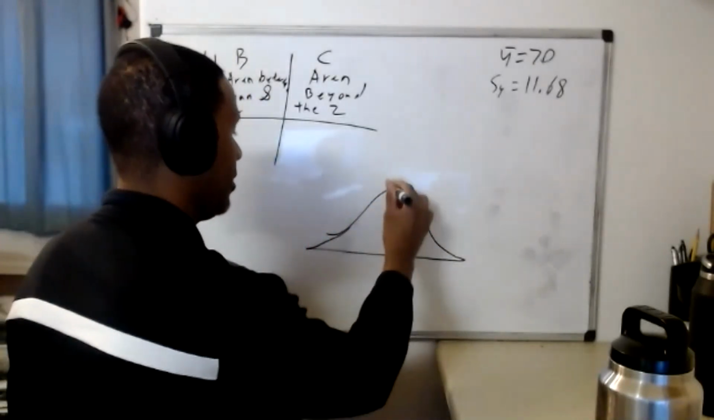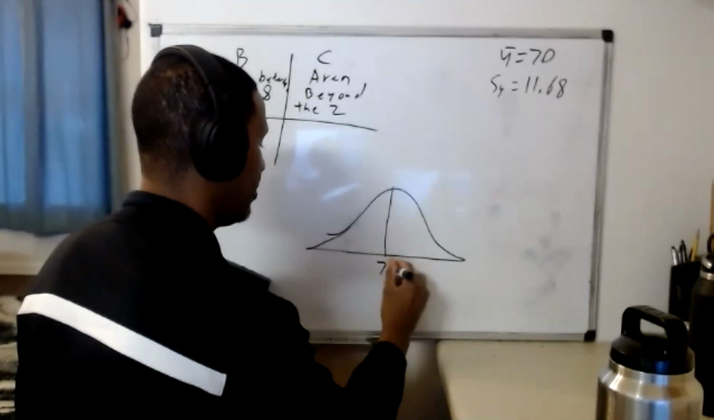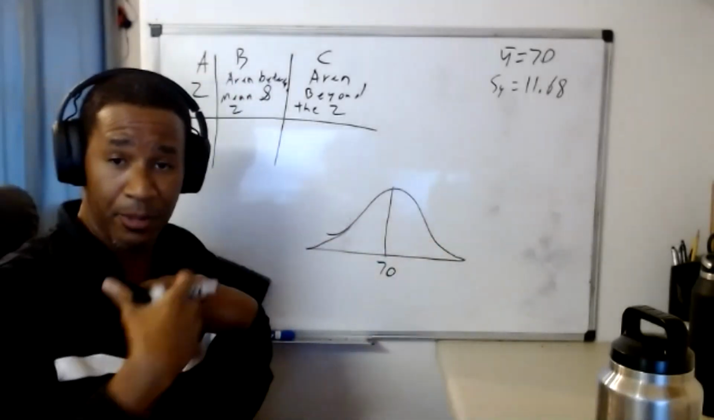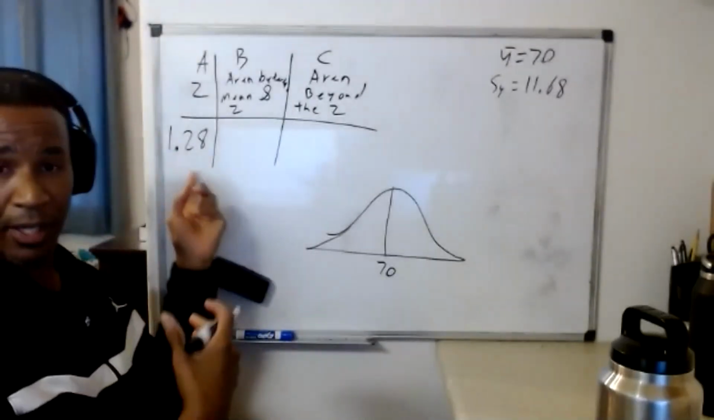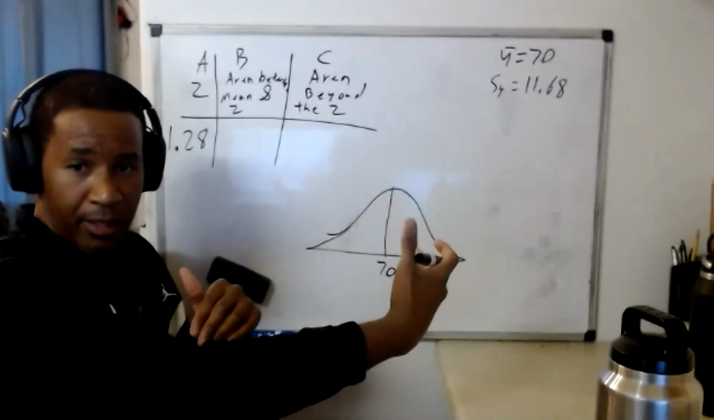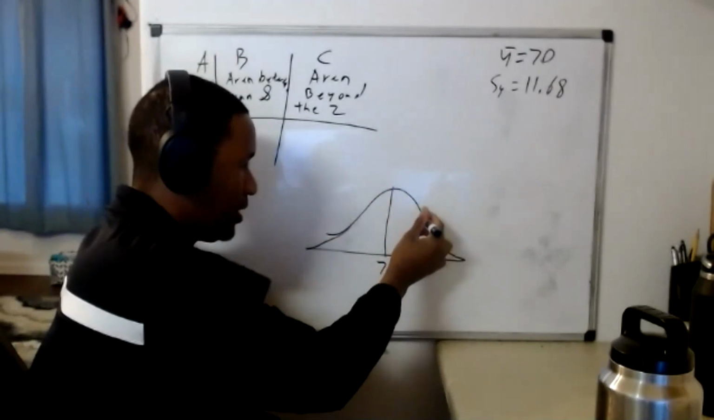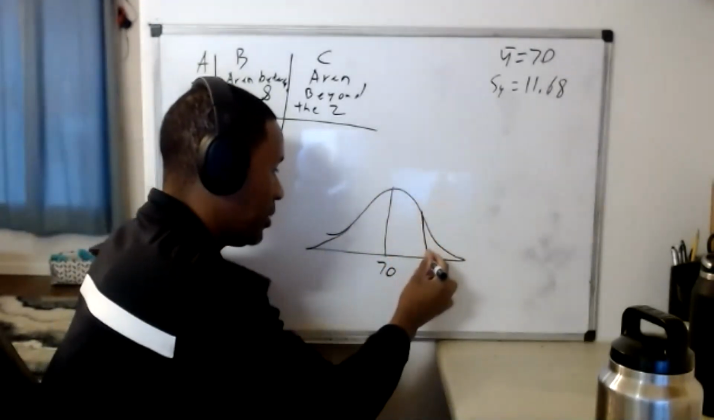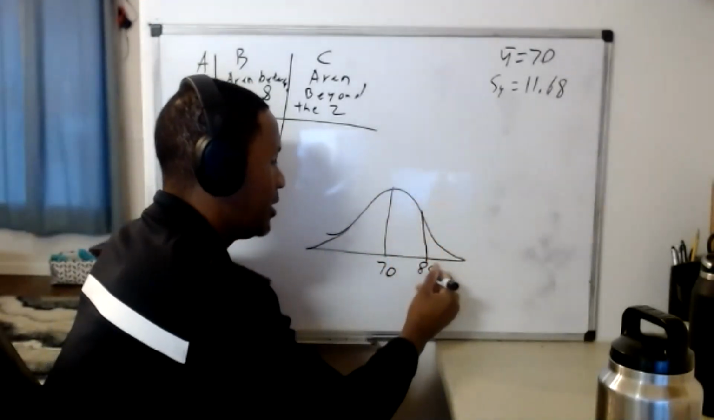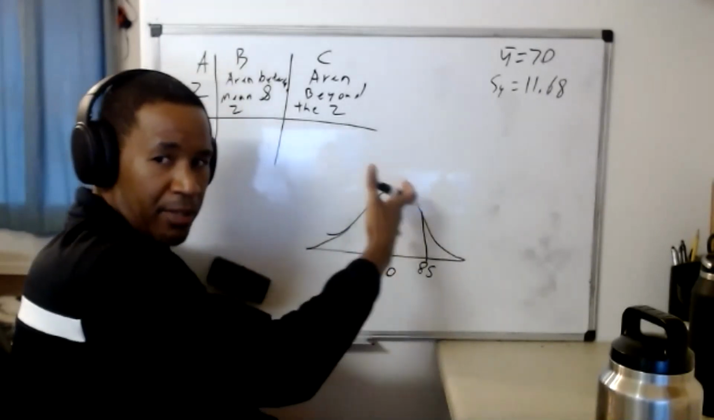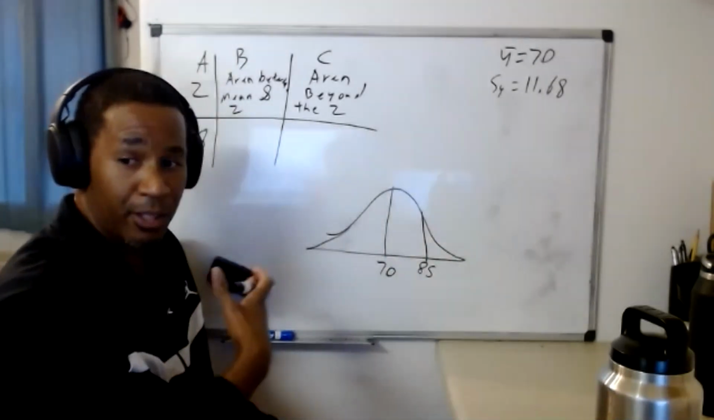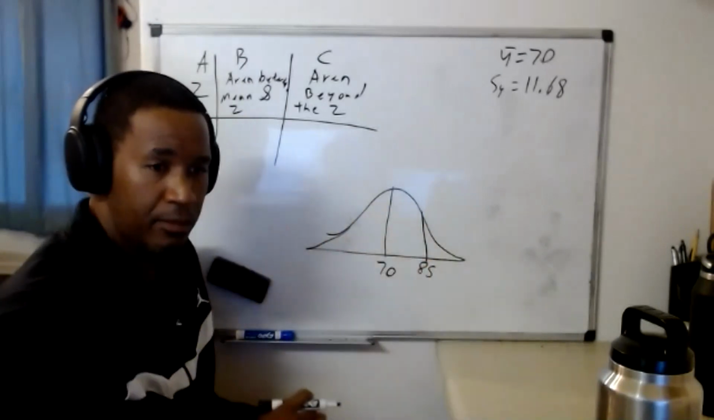Now we know that the mean is 70. The score that I got was 85. It's a positive Z value, so I know I'm to the right of the mean. So I'm going to draw where I think 85 would be. It doesn't have to be exact, but I think 85 would probably be around here. So I'm thinking some people did better than I did, but the vast majority of people did worse than I did. So I'm going to put 85 here, okay?